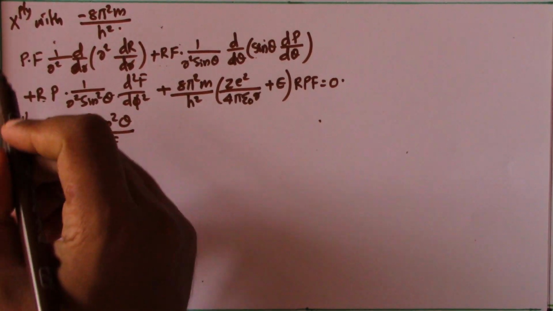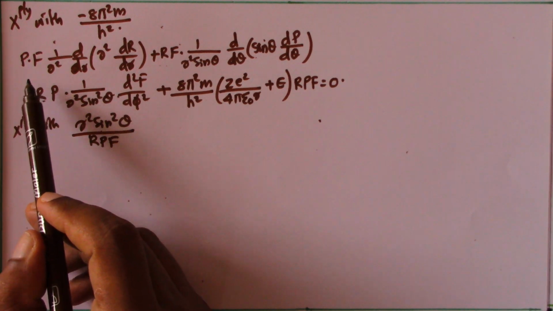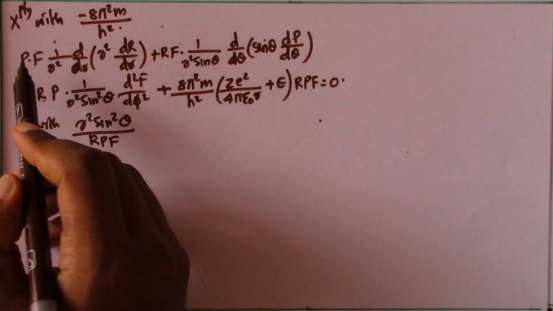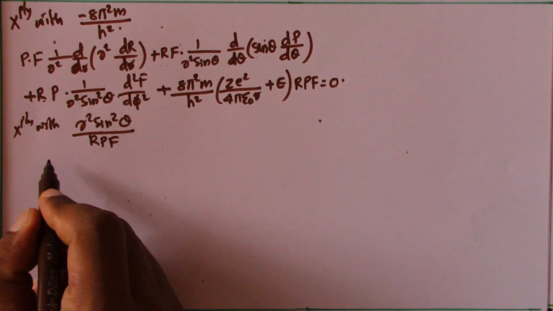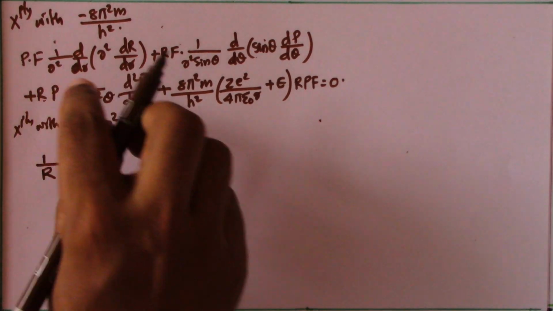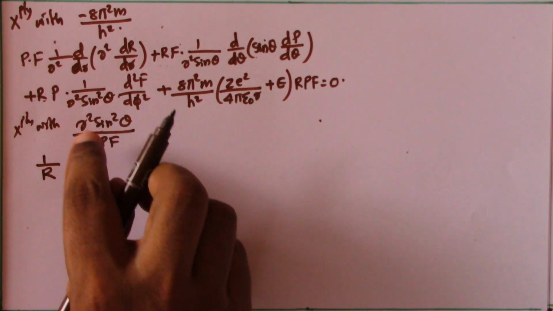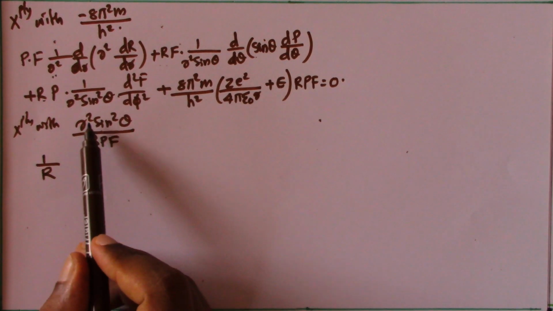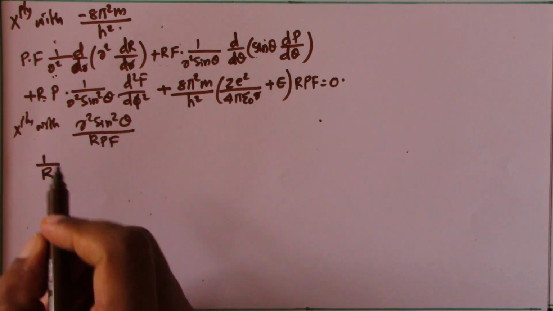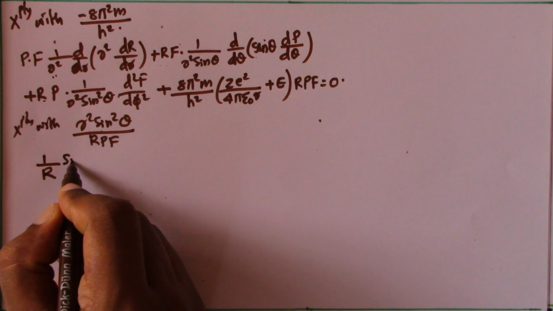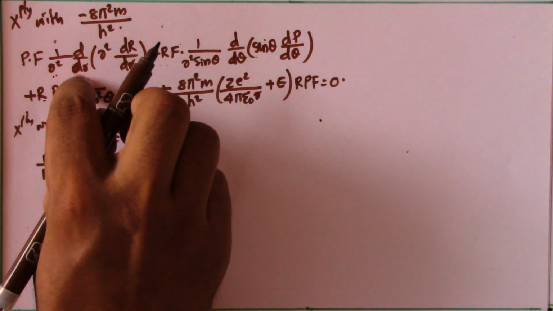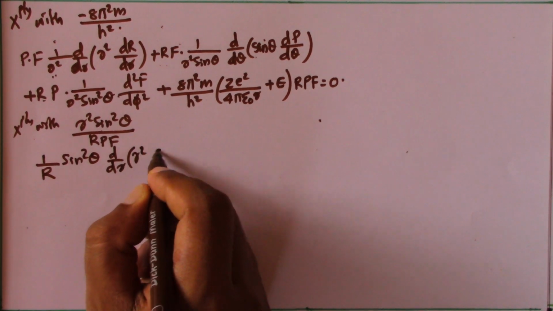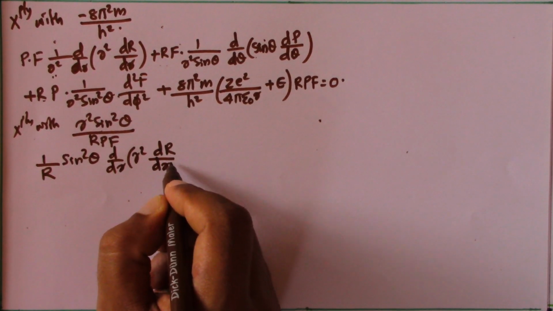So let us take the first term, PF by RPF. So P and F will be cancelled, so what is remaining is 1 divided by R into, what is in the R square and R square. R square is there in the denominator, this one is R square, and this R square will be cancelled, so what is remaining is sine square theta. So sine square theta, then d by dr of r square dR by dr.